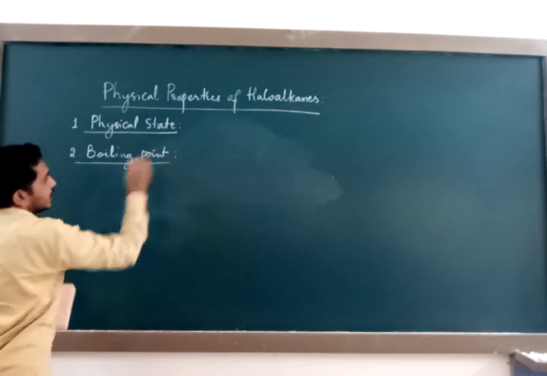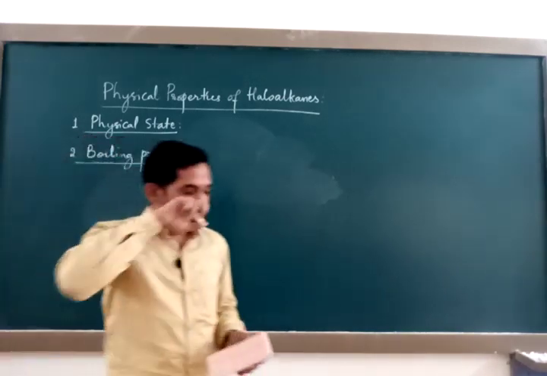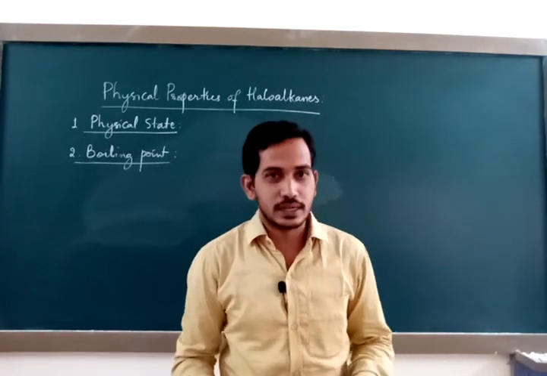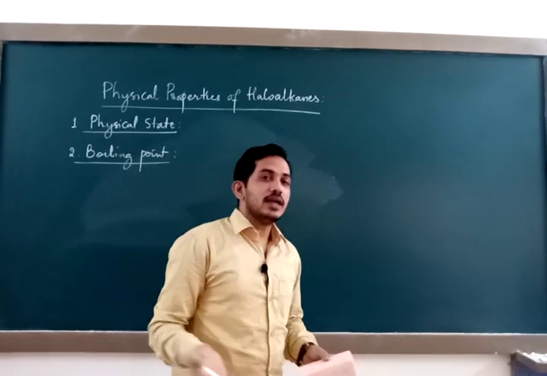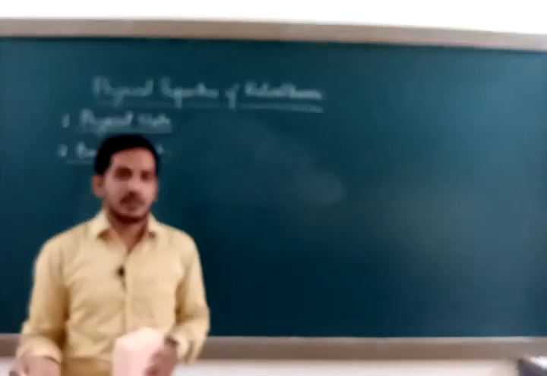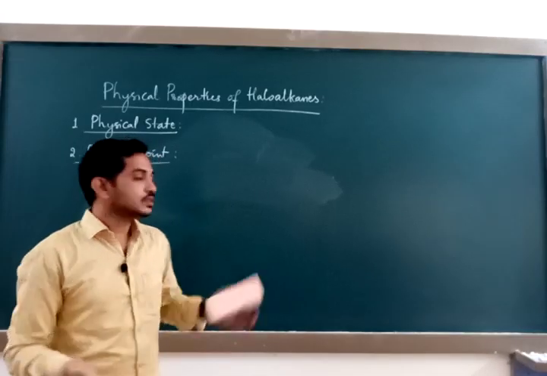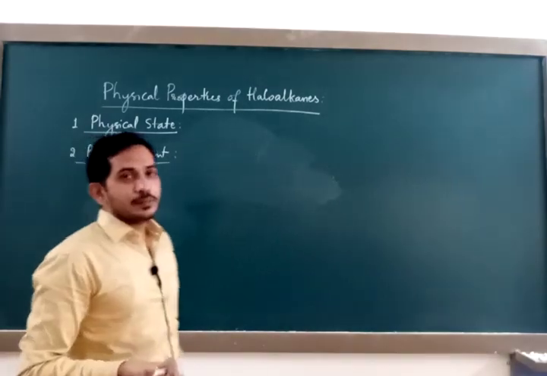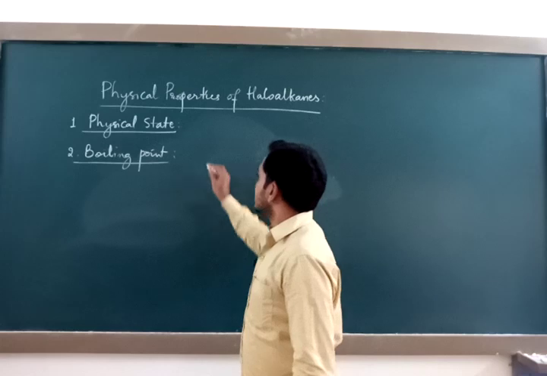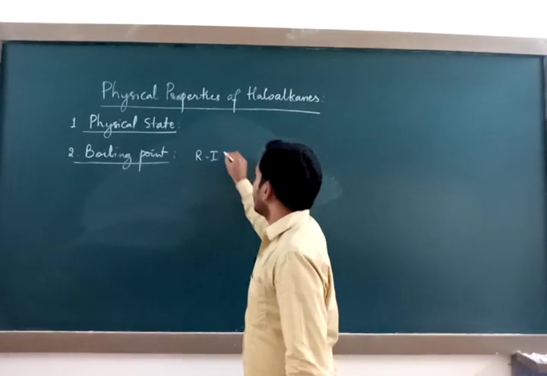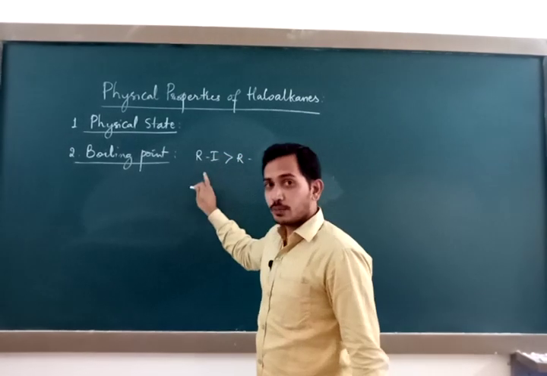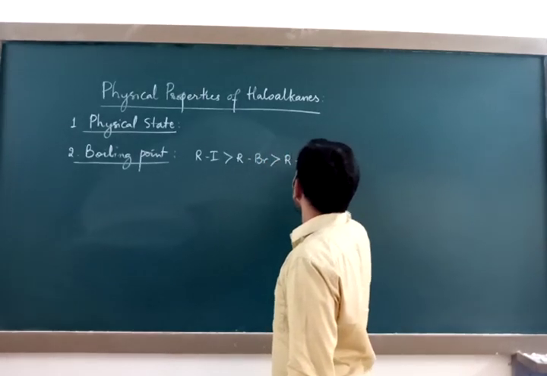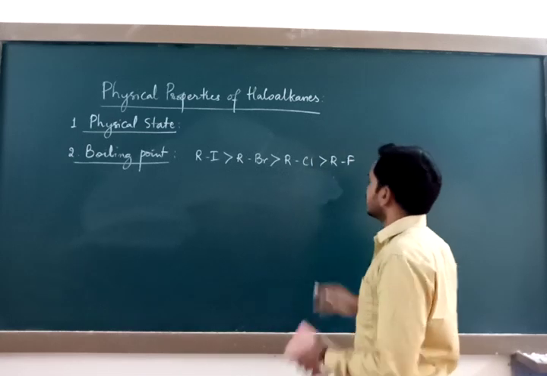Sir, why do we study generally about boiling point? Because the first two members are gases, we generally do not consider them. After 18 carbon atoms, whichever member comes, they are solids. Rest of all of the members are liquids, so boiling point becomes a major property of them. So the boiling point of haloalkanes is in the order: alkyl iodides have higher boiling point than alkyl bromides, than alkyl chlorides, than alkyl fluorides.